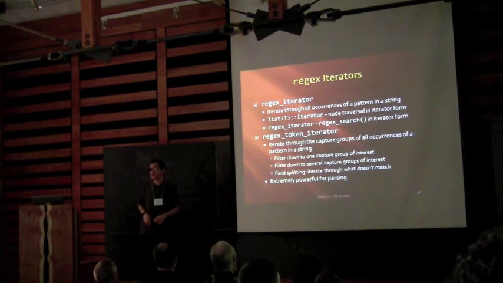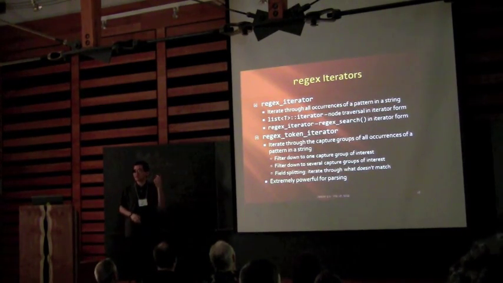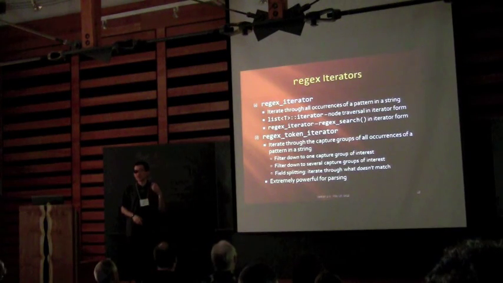And then regex token iterator is a refinement. It allows you to look at only the capture groups you're interested in or potentially split.